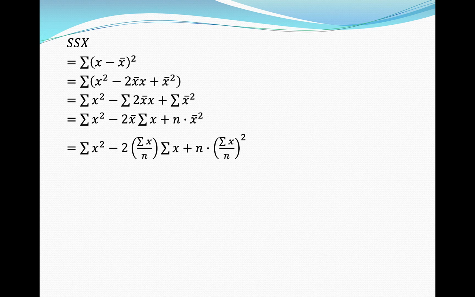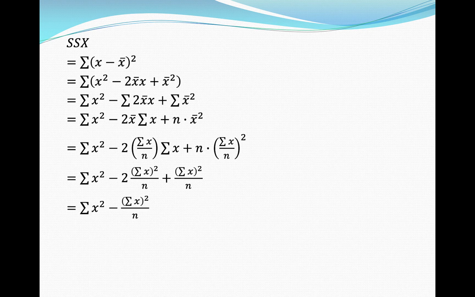The next thing I do here is replace the x bars by what they are. Remember, x bar is the sum of x over n. So if we replace x bar by the sum of x over n, we get an expression that looks like this. And then I just do a little simplification. In that middle term, you can see we have the sum of x times the sum of x, so that's the sum of x quantity squared. Everything else stays the same. There's a 2 up front over n. In that last term, we have an n squared in the denominator, so the n out front cancels with one of those, and we just end up with the sum of x quantity squared over n.